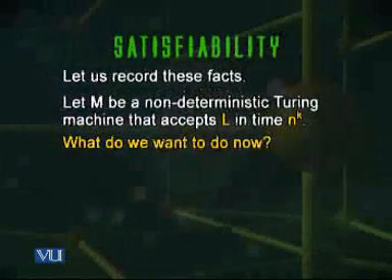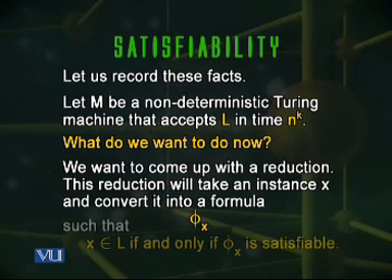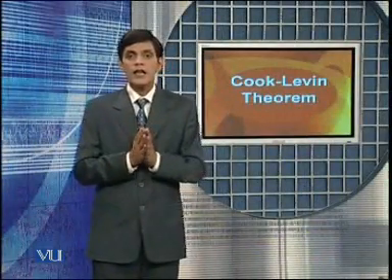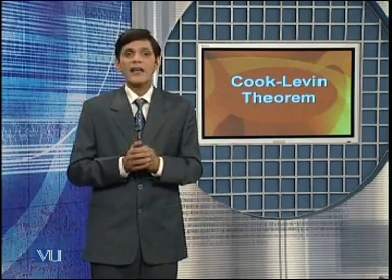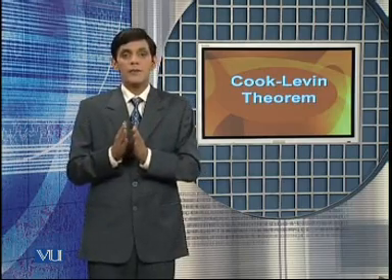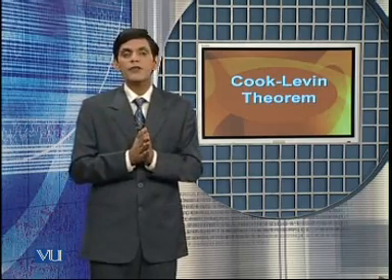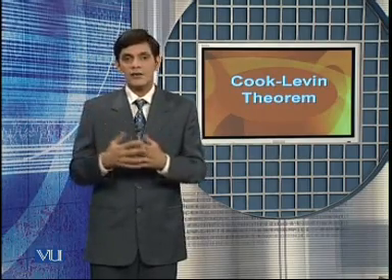So let's start and see what our goal is. What we want to do is come up with a reduction. This reduction will take an instance x and convert it into a formula phi sub x, such that x is in L if and only if phi sub x is satisfiable. Now, we will let this formula phi sub x express something. It would express the fact that the non-deterministic Turing machine M accepts x. Remember, in our last reduction, we came up with a formula phi, which was expressing the fact that a graph G is 3-colorable.